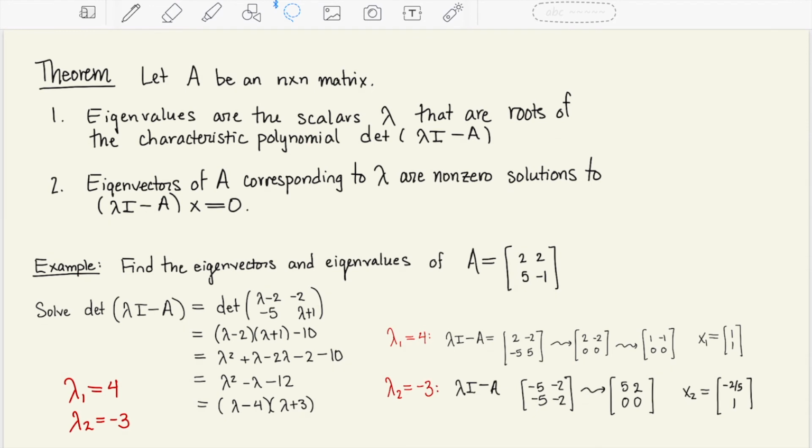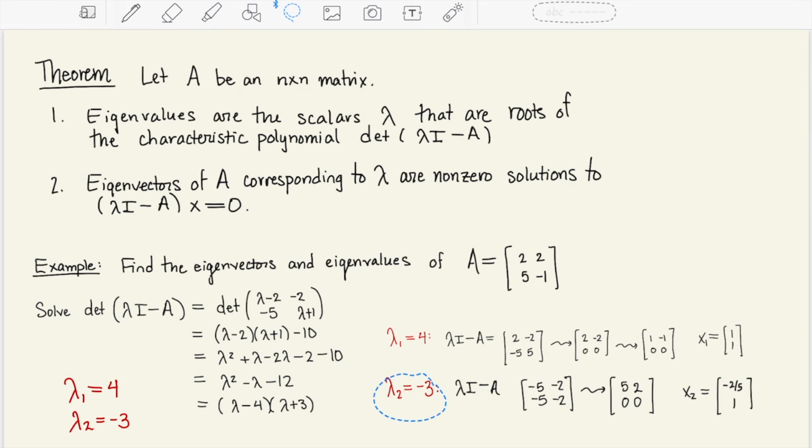Next, I'm going to repeat this calculation for the eigenvalue minus 3. So that means I'm going to take minus 3 and plug it into the matrix lambda minus 2, minus 5, lambda plus 1. That's how I get the entries of minus 5 and minus 2 going down the diagonal here. And again, I'm going to row reduce this matrix. When I have my row reduced matrix, it's easy for me to read off what the basis vector for the null space is. And again, I get this vector x2, which is minus 2/5, 1, that corresponds with my eigenvalue.